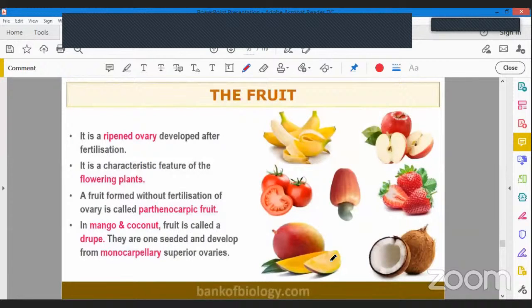A fruit formed without fertilization of the ovary is called a parthenocarpic fruit. These are what we call seedless fruits. So they will be parthenocarpic. Okay. In mango and coconut, the fruit is called a drupe. There are many types of fruits, okay, berry, drupe, pome, and all that, but we do not worry about it. Here we study only the drupe. They are one-seeded and develop from monocarpellary superior ovaries. So single carpel, superior ovary. So take it down.